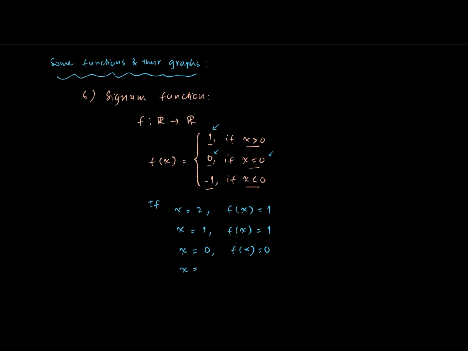Now, if x is equal to negative 1, f of x will be negative 1. And if x is equal to negative 2, f of x will again be equal to negative 1. Here again, for value of x less than 0, the value of y will always be negative 1. And these two values, that is negative 1 and negative 2, are less than 0. And the values can go on like so from both sides. Now let us see how graph of this function works.